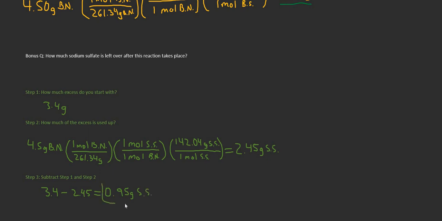So this is your final answer for this second question. How many grams of sodium sulfate is left over? 0.95 grams is left over. And again, that's where we take the starting amount and subtract the amount that's used up, which we calculated using this stoichiometry here.